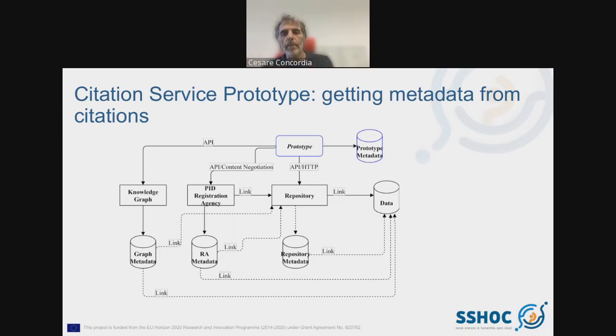So the prototype executes a number of different actions depending on the entity it is going to explore for metadata. For the repository, the idea is to parse the landing page to find the metadata format, or if it provides an API, and we know it using re3data information, try to connect with the API. For the registration agency, for DOI, for instance, there is a content negotiation that can be used, or a particular registration agency provides APIs. And for knowledge graphs, mainly there are triple stores or anyway semantic databases that can be queried via SPARQL or others.